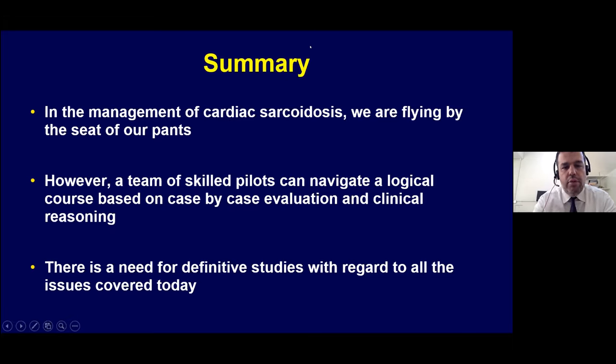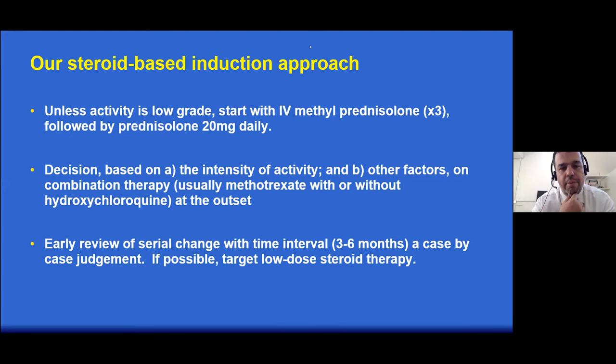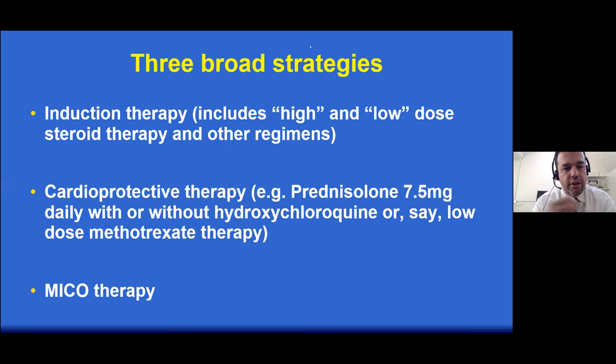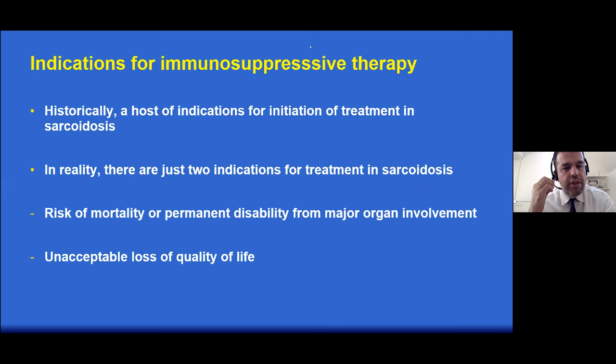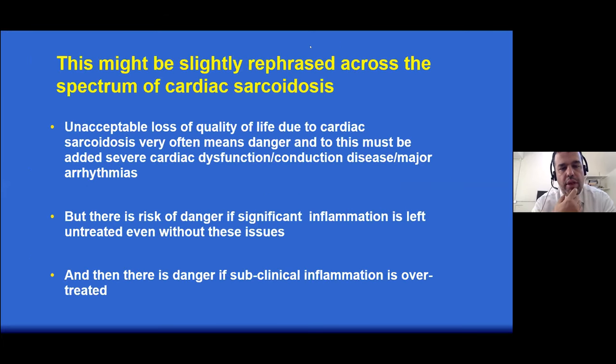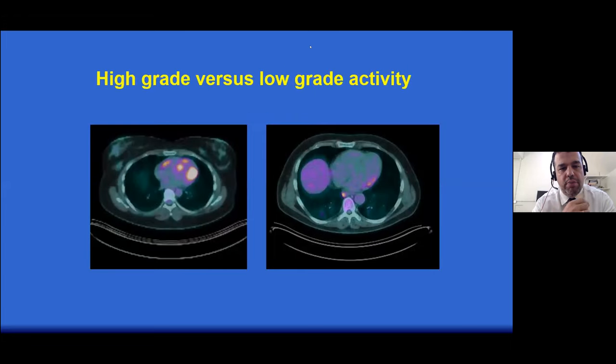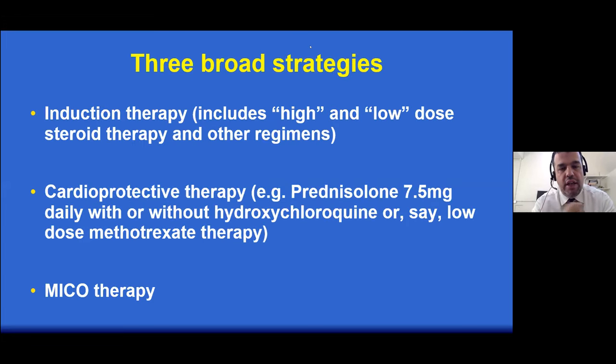I want to ask you two things. One is, what do you define as cardioprotective therapy? And when would you consider that type of therapy? And before you answer that, I just want you to tell us your view about whether immunosuppressive treatment actually changes the natural history. The second question is a really tough one.